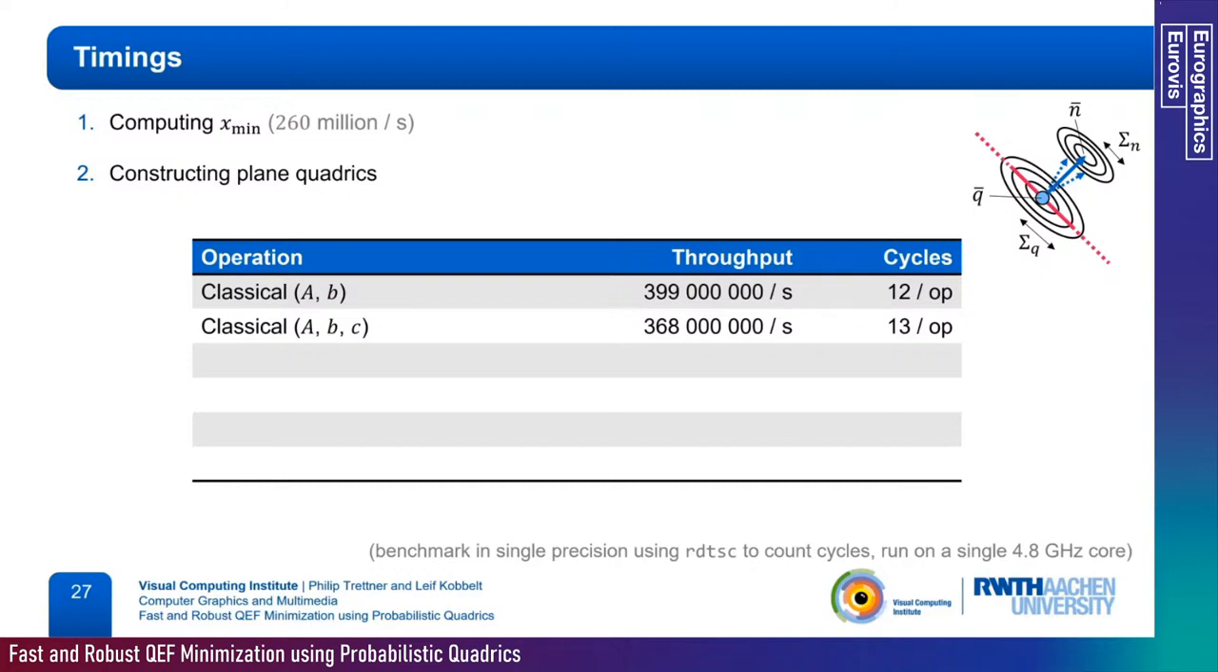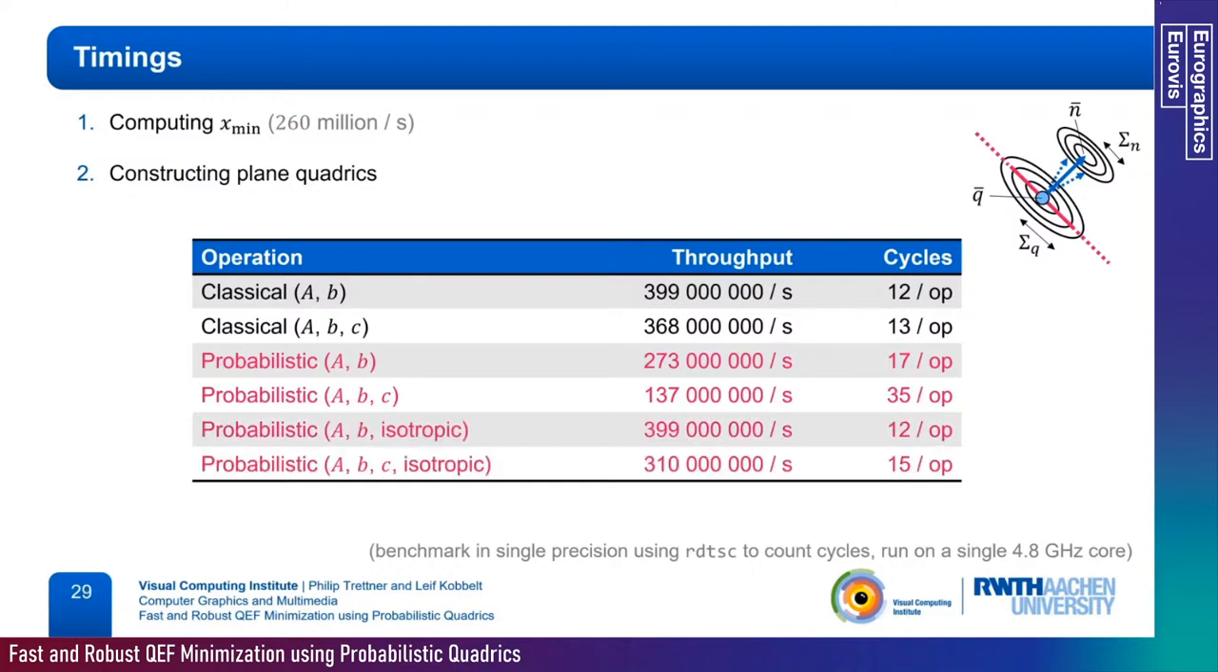However, constructing the quadrics becomes a bit more expensive. Classically, the plane quadric takes around 12 or 13 cycles, depending on if you need the scalar C or not. In our probabilistic setting, this increases to 17 or 35 cycles per operation. However, sometimes you do not need the full covariance matrices and can take an isotropic version of them where you only have a single scalar quantifying the uncertainty. And in these isotropic cases, we get 12 to 15 cycles per operation.